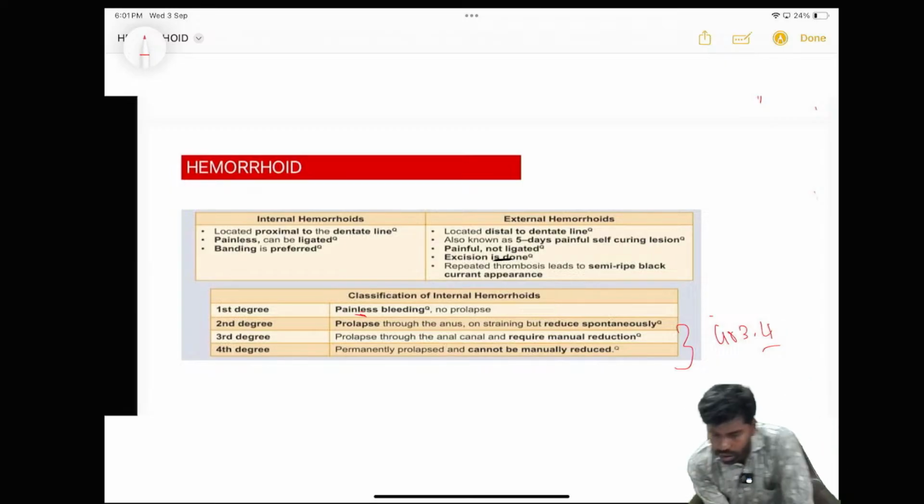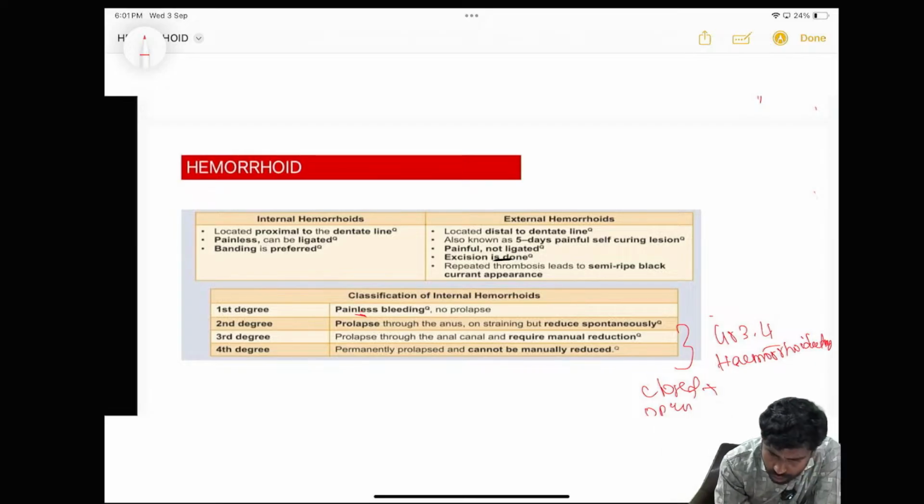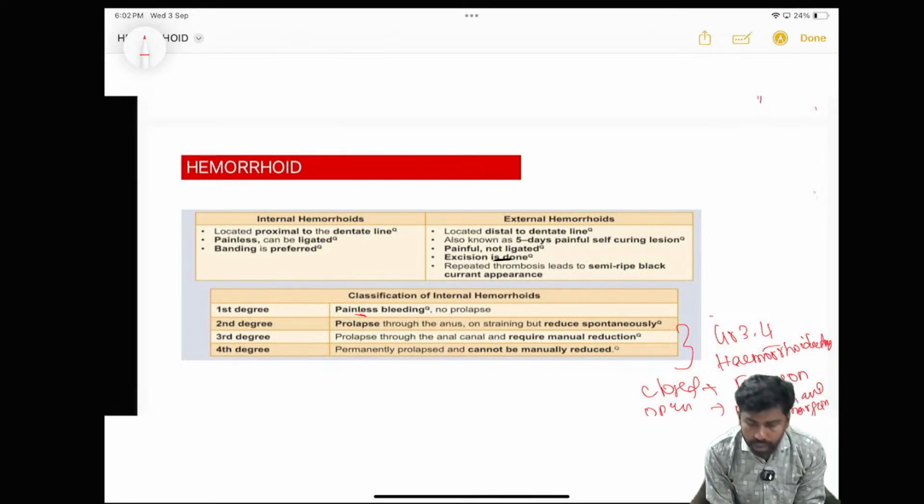What type of surgery will you do? You will do hemorrhoidectomy. Now, what is the hemorrhoidectomy? There is closed hemorrhoidectomy and open hemorrhoidectomy. What is closed hemorrhoidectomy? Closed hemorrhoidectomy is otherwise called the Ferguson technique. What is open hemorrhoidectomy? What we are routinely using is Milligan and Morgan. So the Milligan and Morgan technique is for open hemorrhoidectomy, and the closed hemorrhoidectomy is the Ferguson technique.